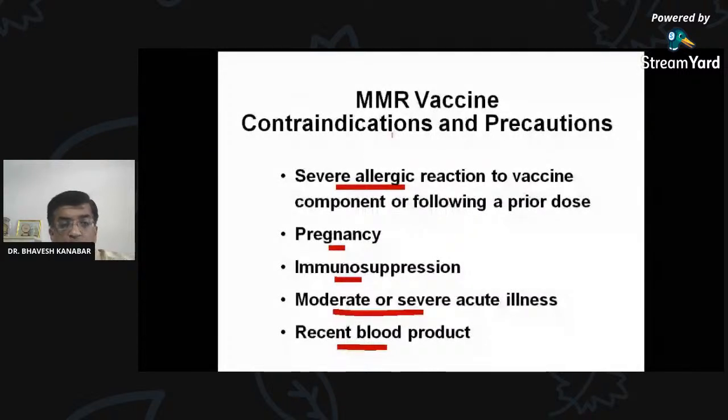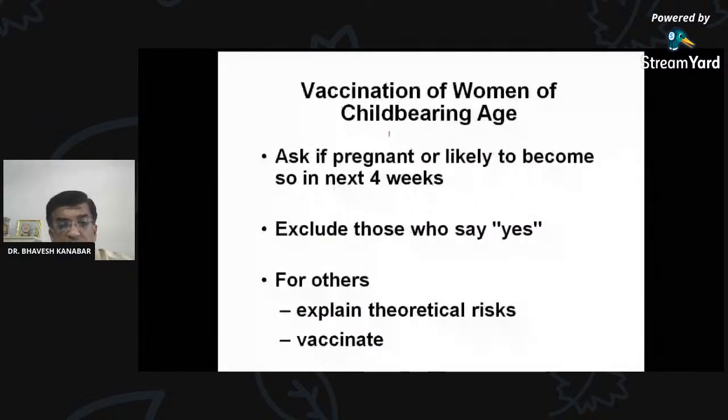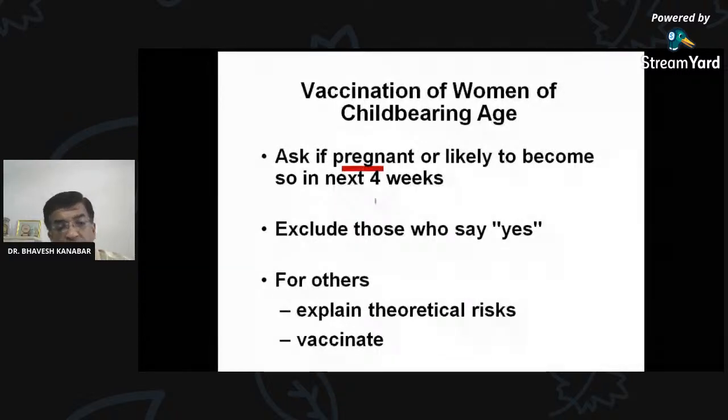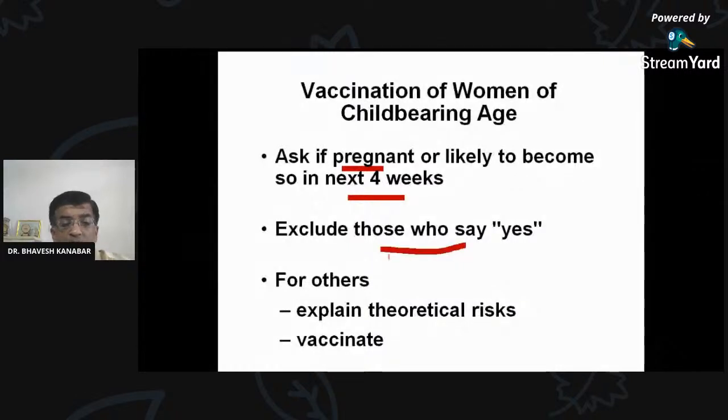Vaccination of women during pregnancy or before pregnancy: in the reproductive age group, the rubella vaccine can be given. Not the MM component, only the rubella vaccine is given. So the patient should be asked if she is likely to become pregnant in the next 4 weeks. If the woman says yes, then this becomes an indication for giving the rubella vaccine.